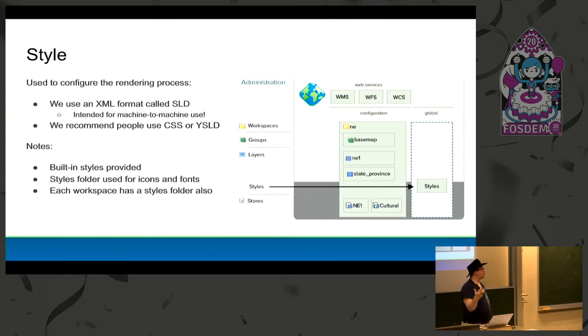We really want you to use a tool like QGIS or GeoStyler or any of the other tools to generate your SLD. And we've started to see extensions developed where people have human-readable CSS or YAML style definitions, which makes GeoServer a lot more accessible to people. So we really recommend, if you're a human, you write your style in something intended for humans. There's built-in styles provided. One thing that's interesting is each workspace has a style folder, and that's where you're going to store any icons or fonts that you want to use for your cartography.